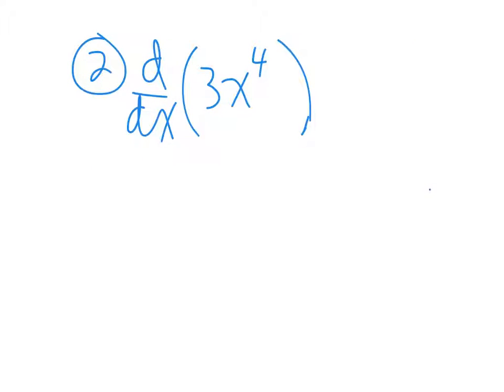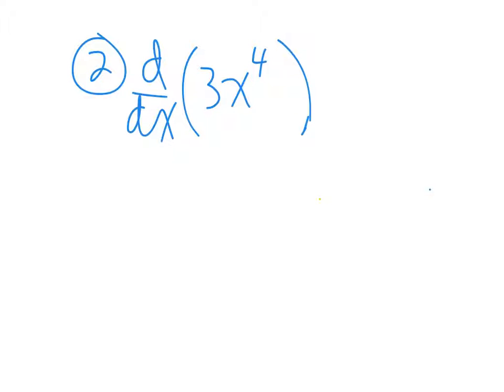This is some new notation for you. When it says d by dx right here, that means that we haven't differentiated yet, but we need to. Whatever's in the bracket is what I have to differentiate. Again, I'm going to repeat: d by dx means I have to differentiate, or get the slope function, but I haven't yet.